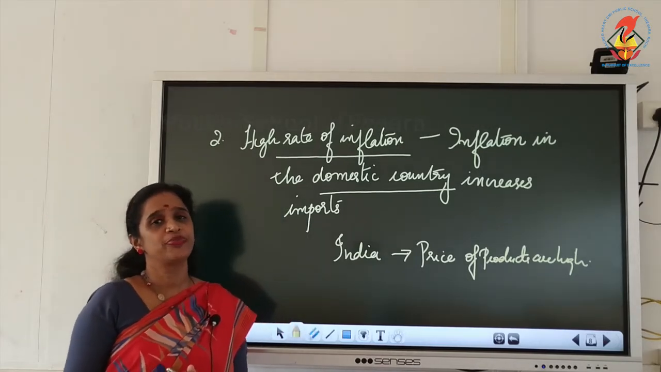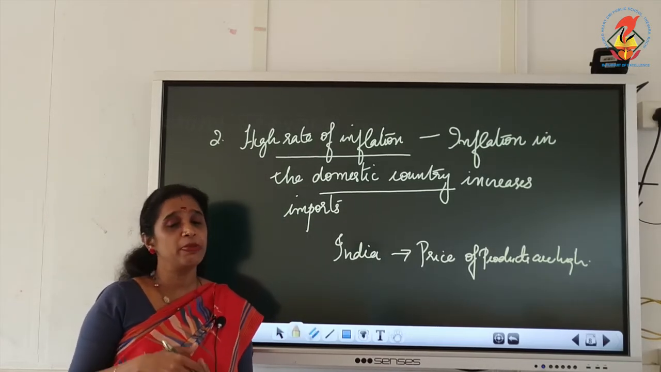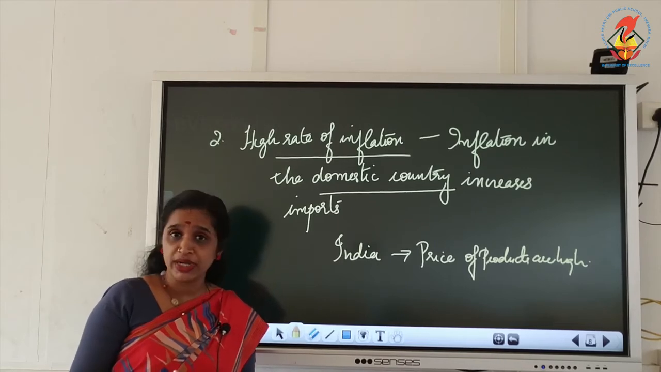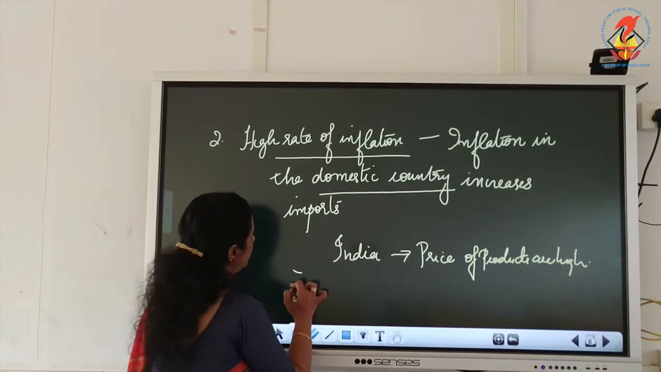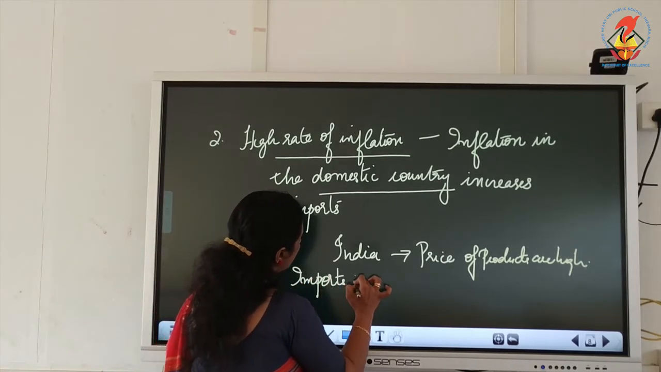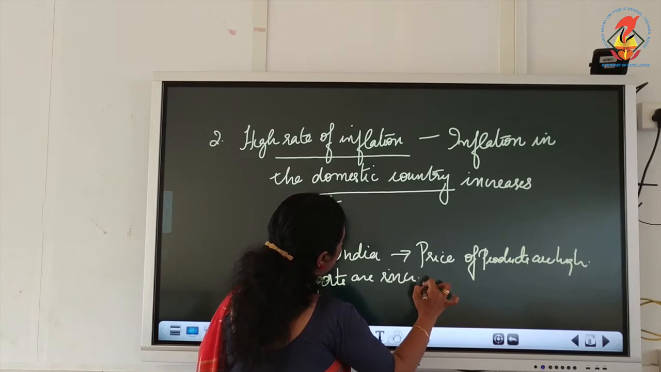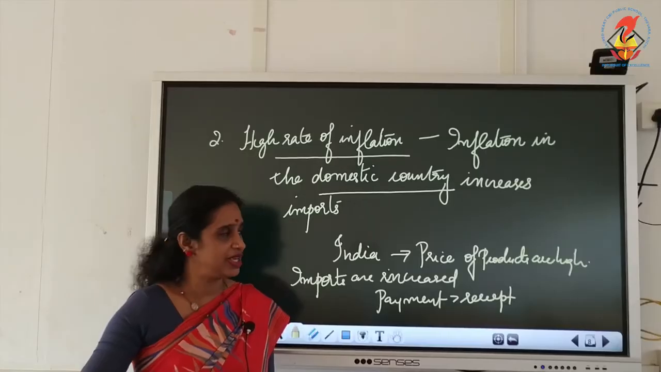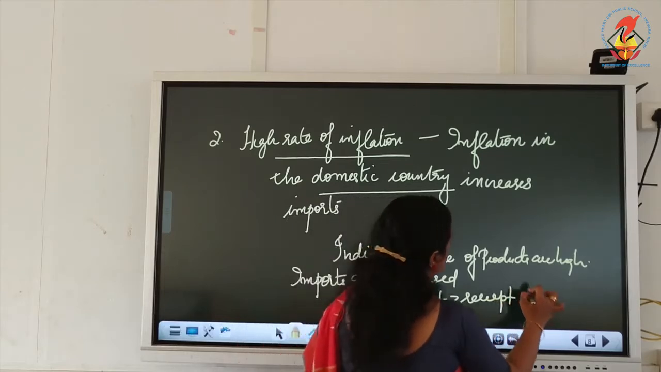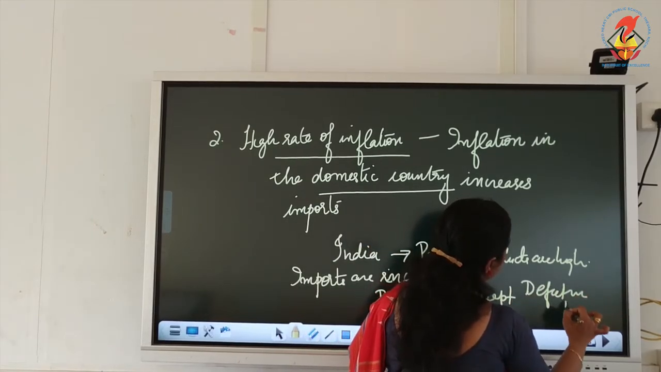Therefore, they will try to buy more of the imports. As people are trying to buy more of the imports, what will a country obviously do? Imports will be increased. So, when imports are increased, what will happen? Payment will be more than receipt. When payment is more than receipt, again there is a deficit in the balance of payment, because we are paying, our money is flowing out.